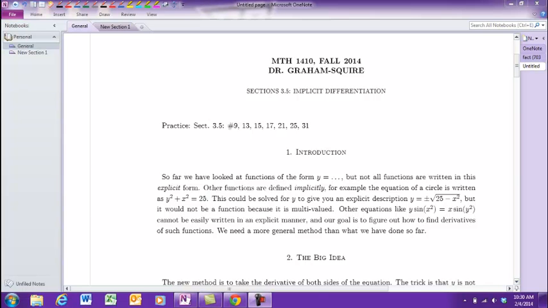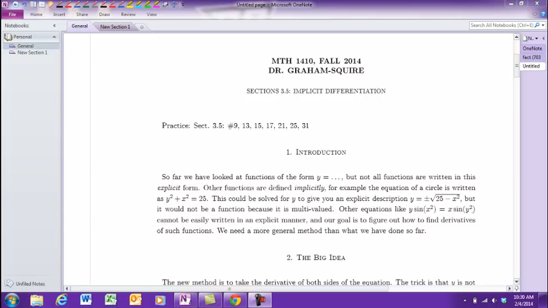circle of radius 5. And you could, of course, solve this for y, and you would get an explicit description as y equals plus or minus the square root of 25 minus x squared, but it wouldn't be a function because it'd be multi-valued. It wouldn't satisfy the vertical line test. And then there are other equations like y sine of x squared equals x sine of y squared that can't be easily written at all in an explicit manner.